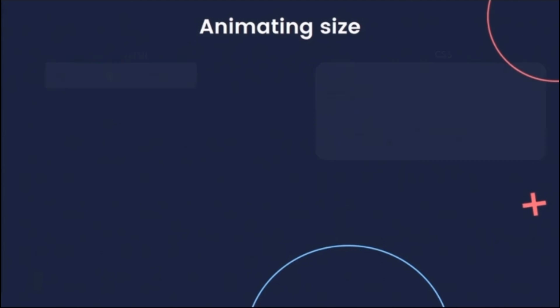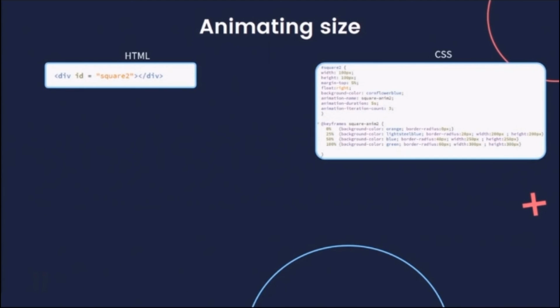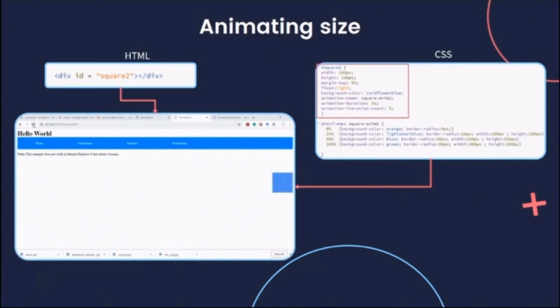Now in our next example over here, we are working with the size of our element. Again, we've got a square, right? We've got a div container with the ID of square2, where we've specified our CSS code at the top, and this is what our output looks like. The animation is going to grow in different sizes as well as colors.